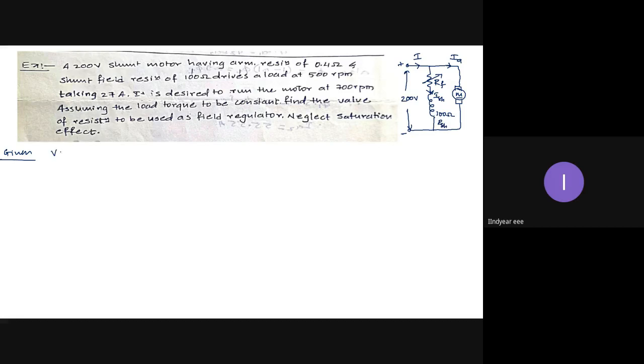So the given thing, V is equal to 200 volts. Armature resistance RA is 0.4 ohms. Shunt field resistance RSH is 100 ohms. The load at 500 RPM, so let me take the first speed as 500 RPM, taking a line current of 27 amperes. So let me take this as I1 is 27 amps. It is desired to run the motor at 700 RPM, so second speed is 700 RPM.